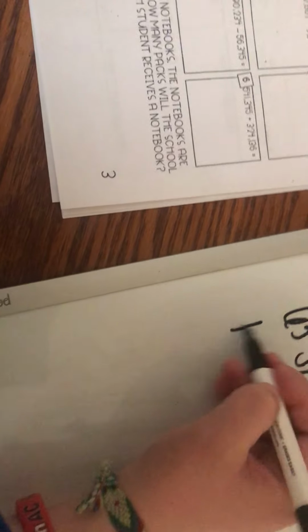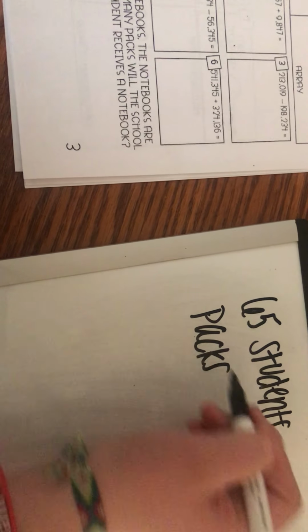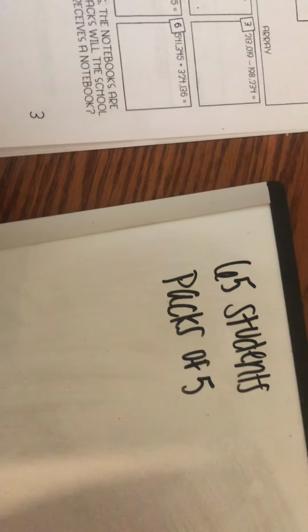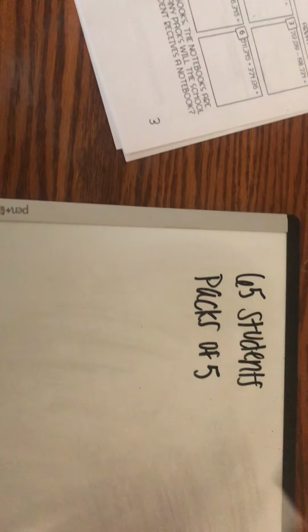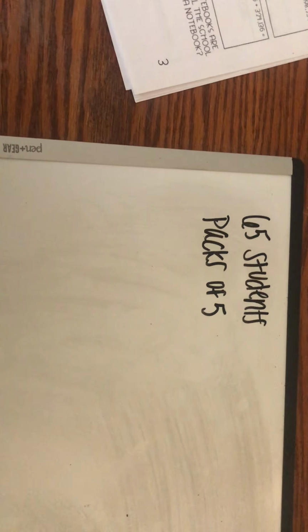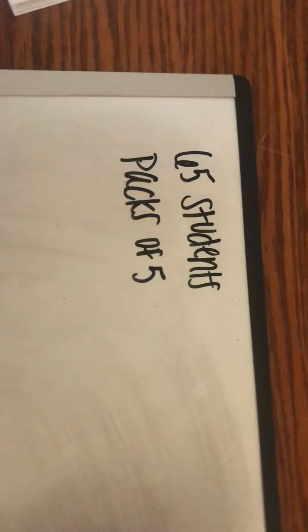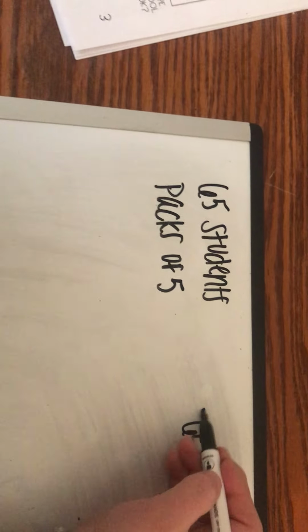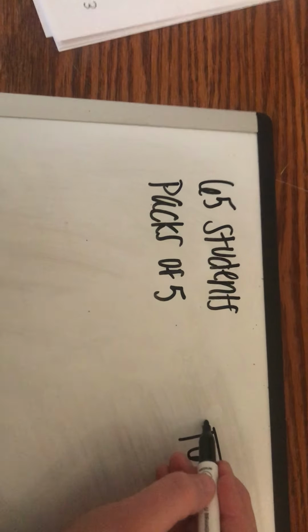When I look at a word problem, the first thing you need to do is pull out the important information. It tells us the amount of students that we have, which is 65 students. And it says that the notebooks are sold in packs of 5. So that is going to be important. It wants to know how many packs of notebooks you need so each student gets a notebook. So I'm going to set up my problem as a division problem. I'm going to put my 65 in my division box and put 5 on the outside.